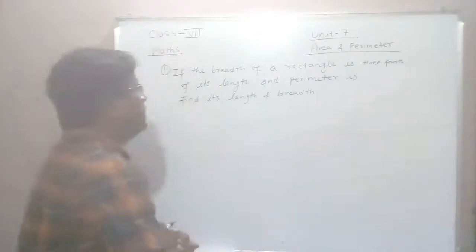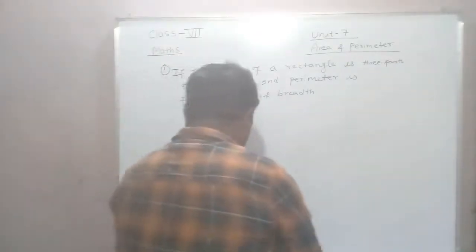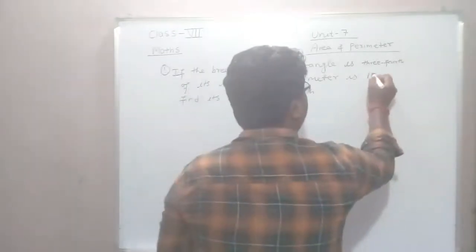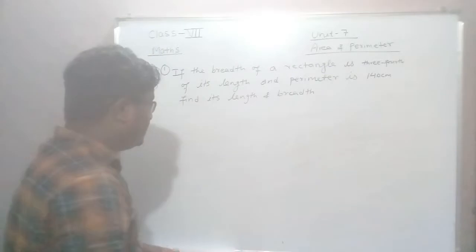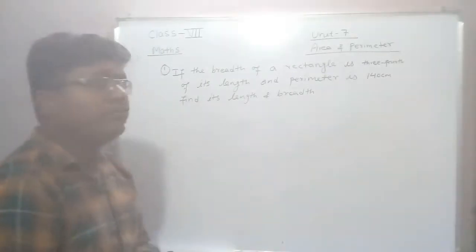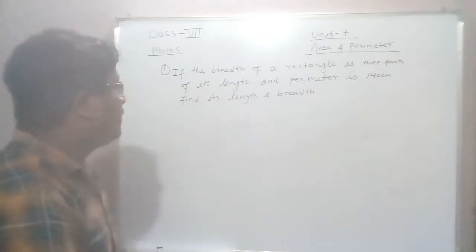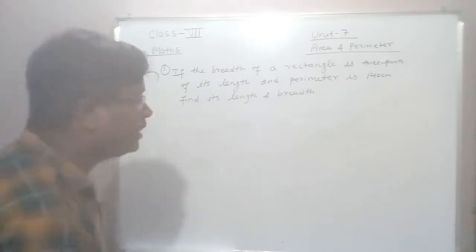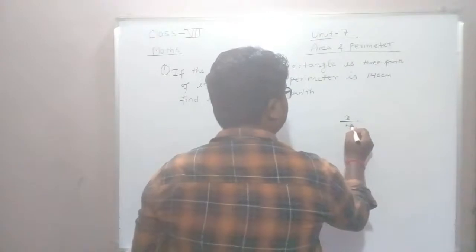The breadth of a rectangle is 3/4 of its length and its perimeter is 140 centimeter. Now the condition has changed. If the breadth of a rectangle is 3/4 of its length and perimeter is 140 centimeter, find its length and breadth. So what is the meaning of 3/4 now? 3/4 means 3 upon 4.